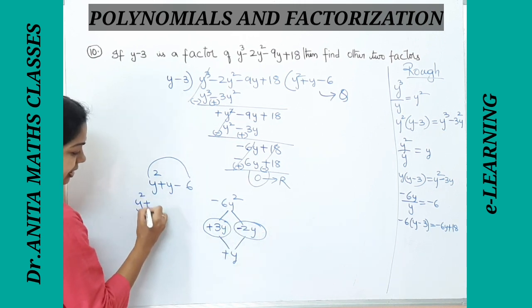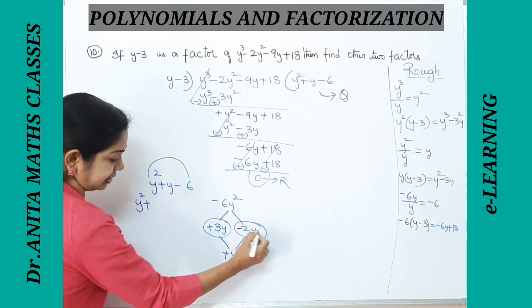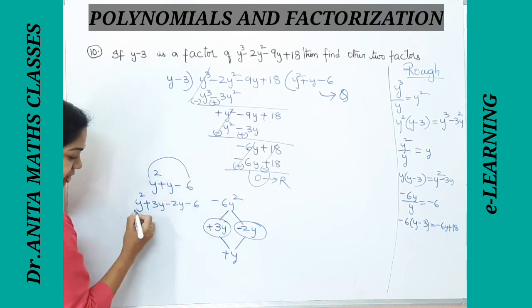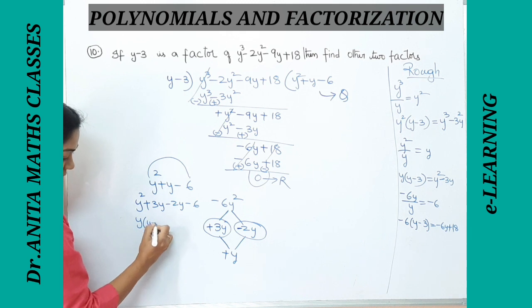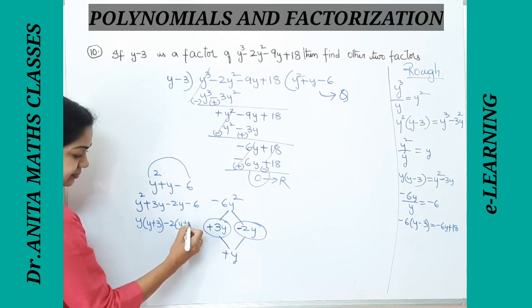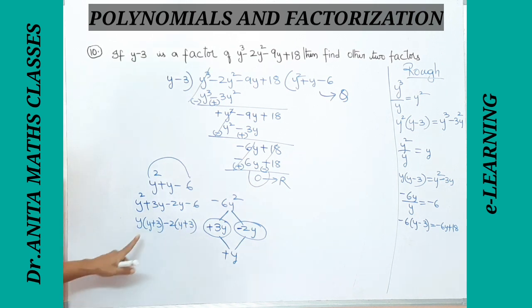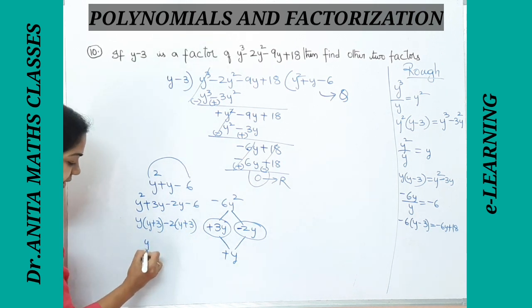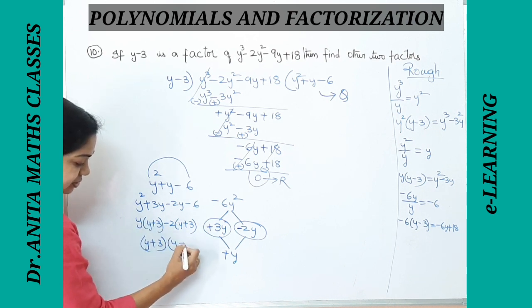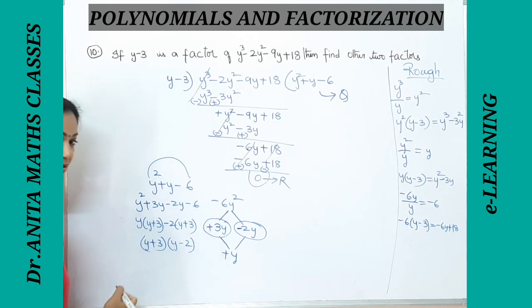So instead of the middle term y, I'll be writing these two: y square plus 3y minus 2y minus 6. From these two I can take common y plus 3. From these two I can take common minus 2. Now in these two terms, y plus 3 we can take common, and the remaining here is y, here is minus 2. These two are the factors.